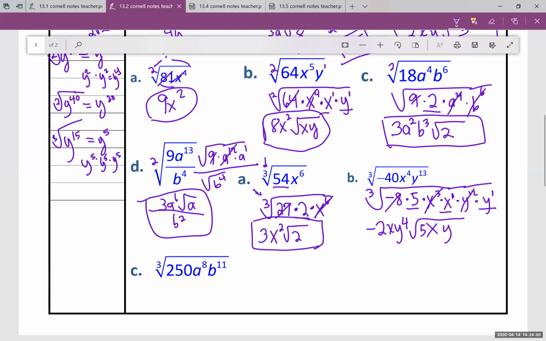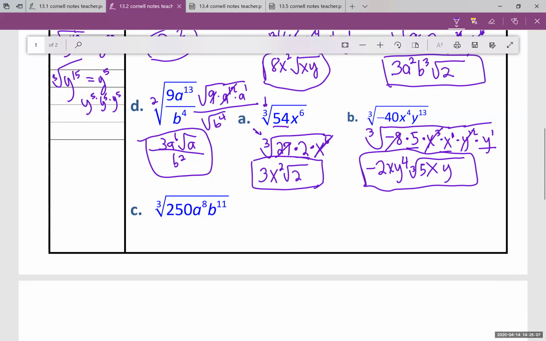Now, what did I do wrong? Everything's good, perfect, except one thing. Don't forget to put your index in there. I tell you what, I do that on Hawks. I get so frustrated. 2xy to the 4th times the cube root of 5xy is the answer. Okay, last one.